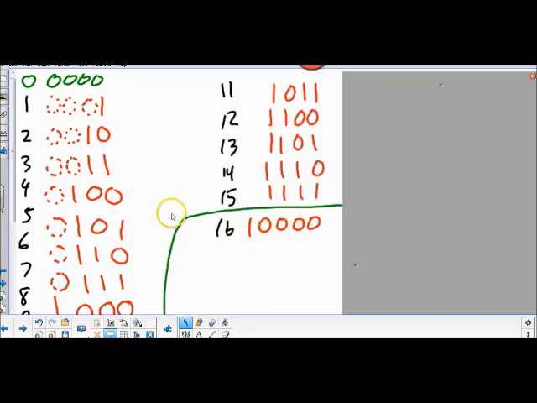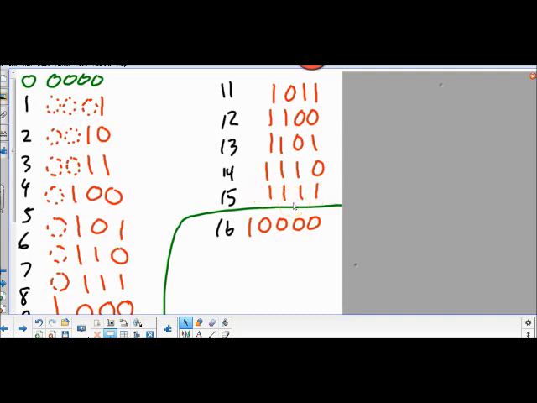Alright, how'd you do? Did you say 11 was 1, 0, 1, 1? That's 8, no 4s, a 2, and a 1. 8 and 2 and 1 is 11. 12 is 8 plus 4, and no 2s and no 1s. 13 is an 8 and a 4 and a 1. 14 is an 8 and a 4 and a 2, so 1, 1, 1, 0. And 15 is 1, 1, 1, 1.